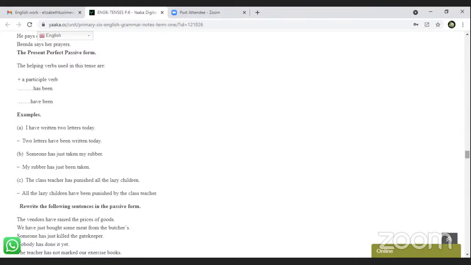So I have written 2 letters today. 2 letters have been written today. Someone has just taken my rubber. My rubber has just been taken. So that's the present perfect tense passive form. You can scroll. One thing that I know is they are clear, you can easily understand if you give them time.